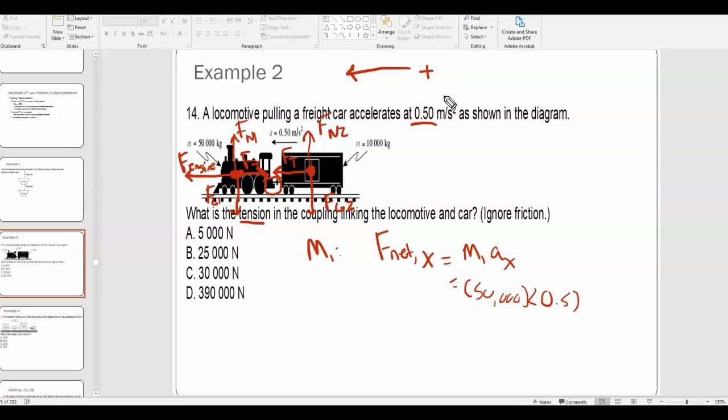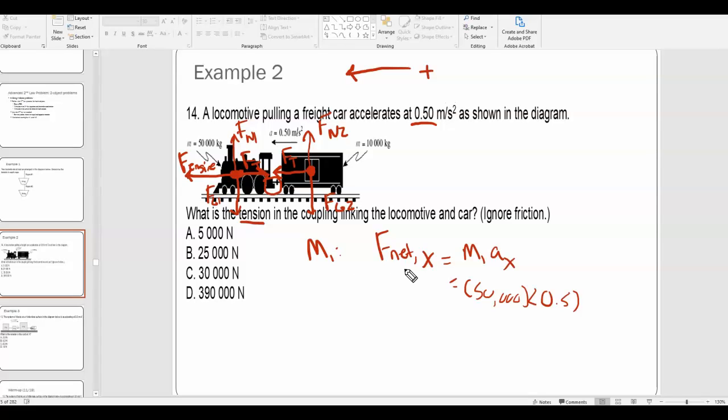Just for simplicity, I'm going to make left the positive direction for this problem. Again, it wouldn't change the answer to anything whatsoever, but let's just say left is the positive direction of this problem. And that means my 0.5 meters per second squared, I can keep that as a positive because it is accelerating to the left because I've defined that direction to be the positive direction.